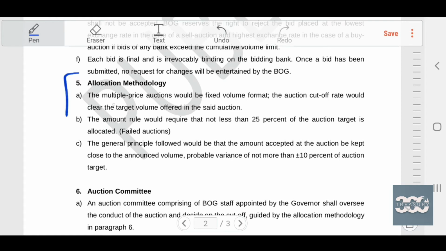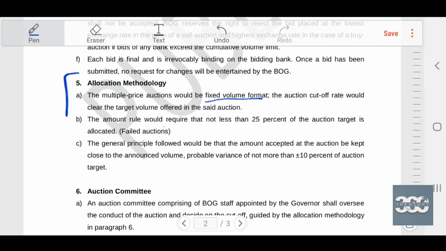Now the multiple price auction would be fixed volume format, right? So if you win your bid, they're not going to break it down. They'll give it to you 500,000 as the minimum, or 750 or 1 million. So it's a fixed volume, and the cutoff rate would clear the target volume offered in the said auction. So once the target is met, that will be the cutoff rate.